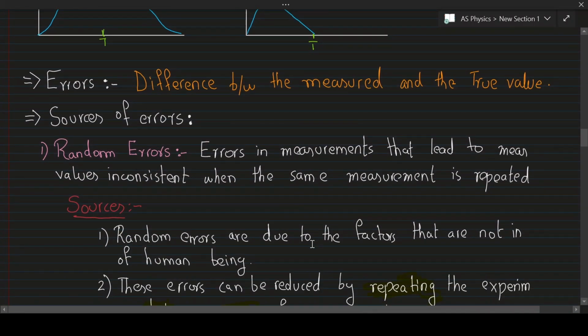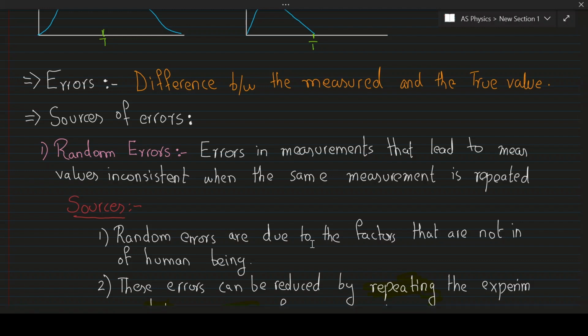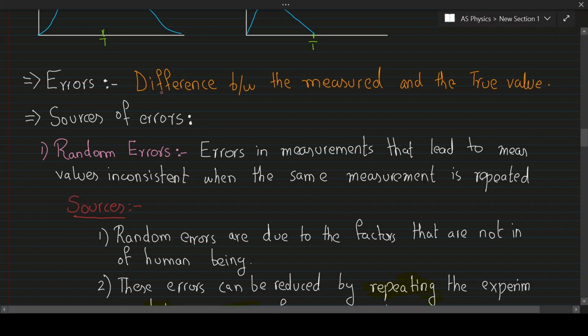Okay, then there is a concept of errors. Error, what is error? Error is the difference between the measured and the true value. Okay, simple definition: it is the difference between measured and true value. Now, what are the sources of errors?